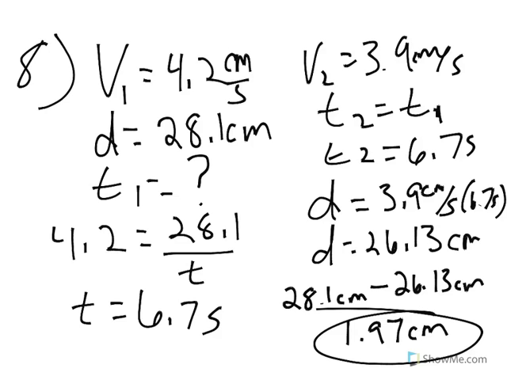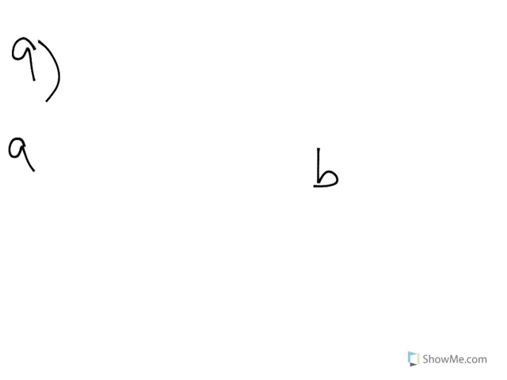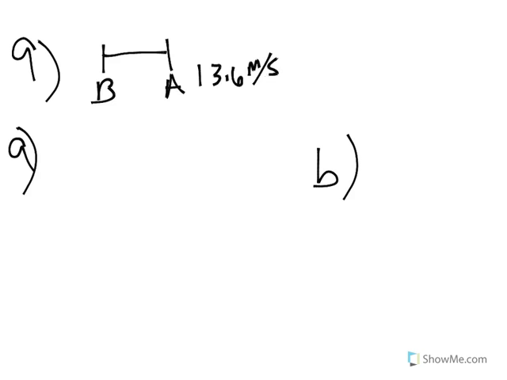Alrighty. Moving on to number 9. First we have to know 2 bees will race to the hive. BA starts 40 meters ahead of BB. I'm just going to call them A and B. A is here, B is here. A is going 13.6 meters per second, and B is going 15 meters per second, and this distance is 40 meters. All right, so we want to know how fast they'll get there.